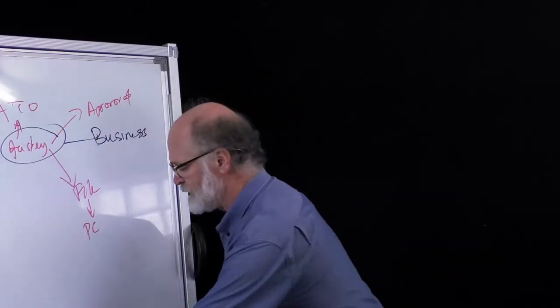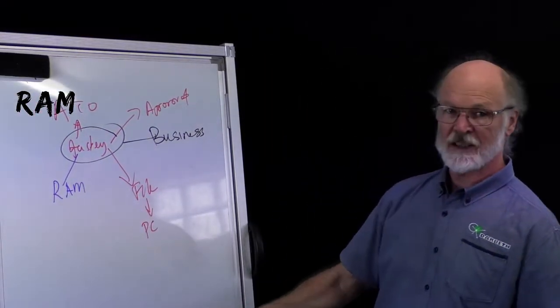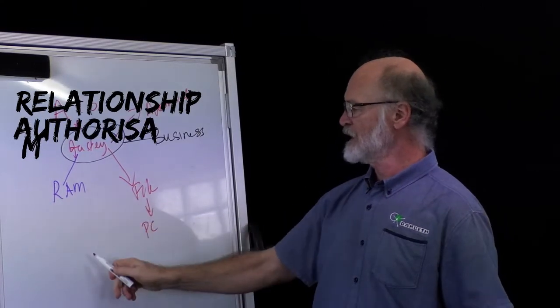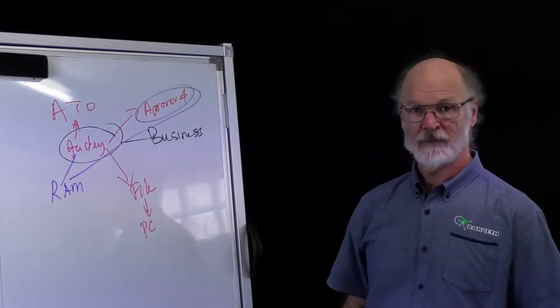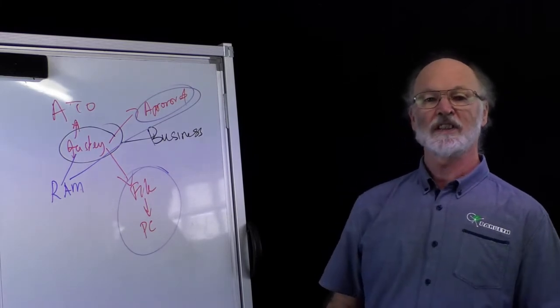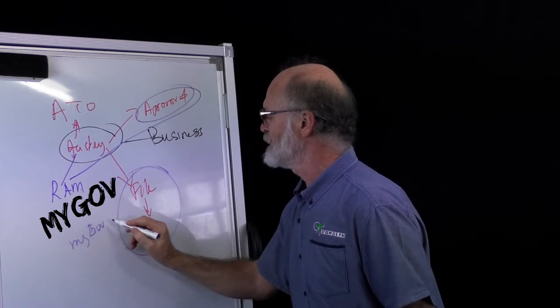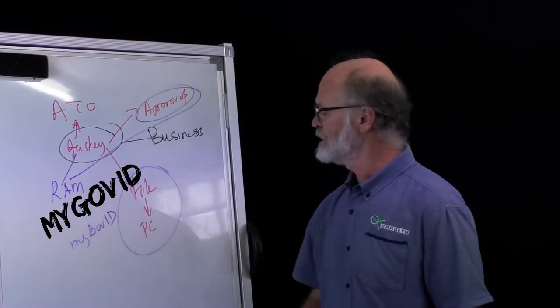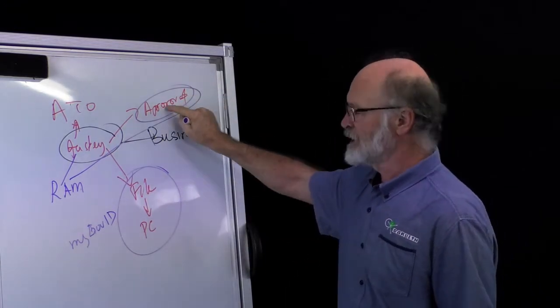There are some subtle but very important differences between AUSkey and myGovID. There is something called RAM that we'll talk about later. That's the Relationship Authorisations Manager, and that is the equivalent of that section there. That is now split out, and this part here, which is the accreditation section, is using myGovID, and that is the one that verifies the approval.